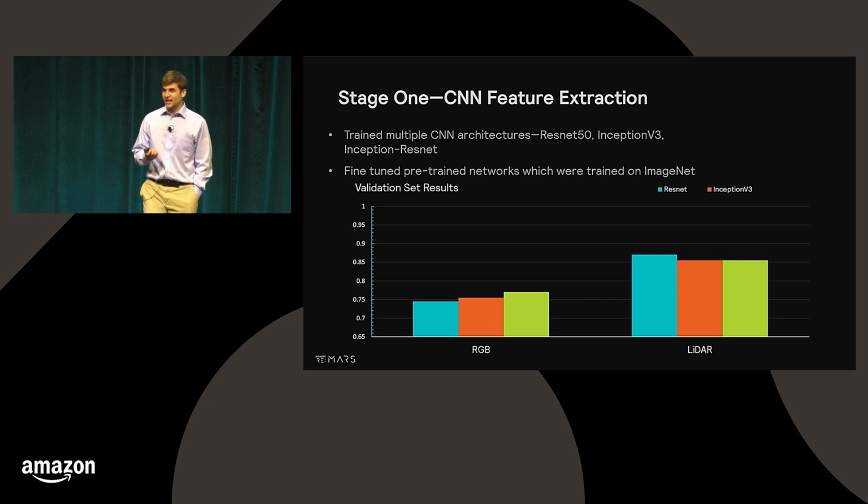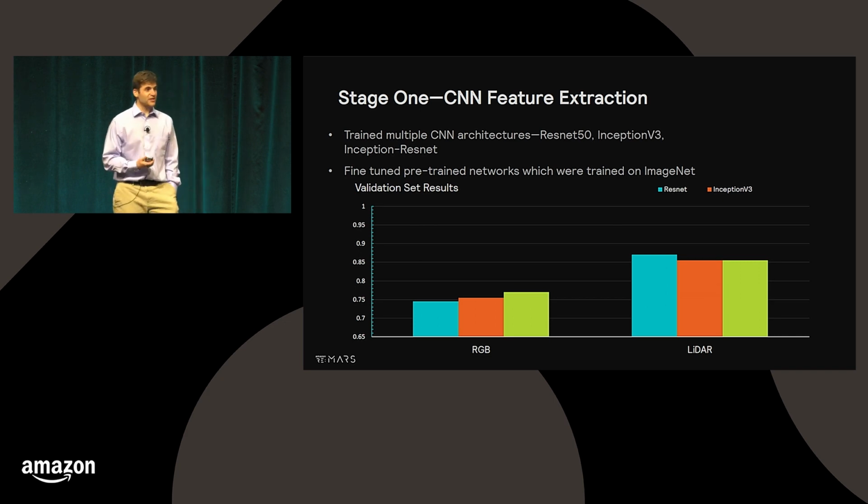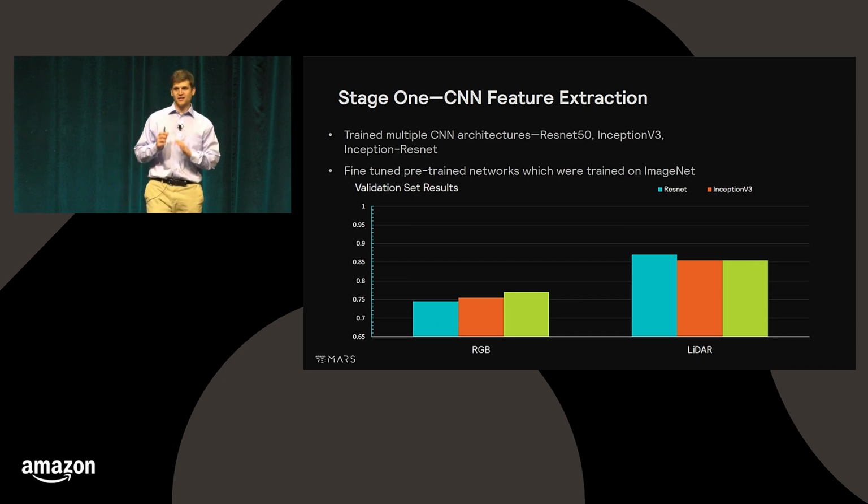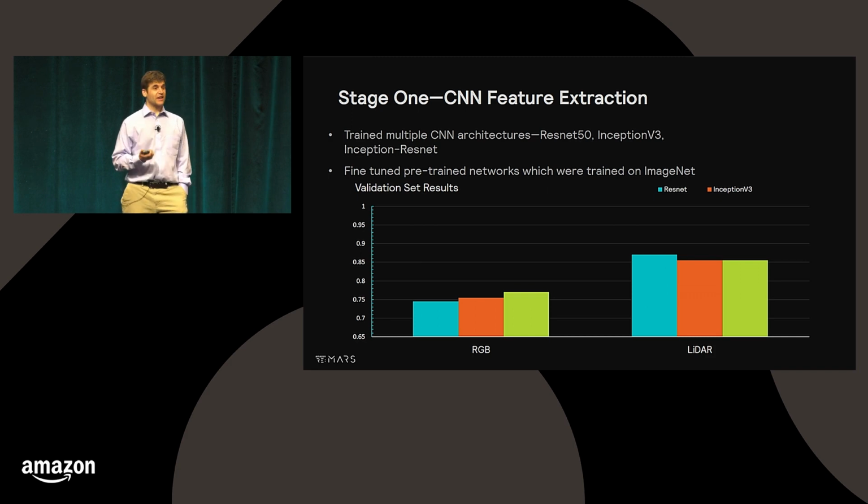For RGB satellite images, the one that performed best was actually the largest network, Inception ResNet. It did the very best at extracting the most important features that could be used for classification. What was interesting is that on the lidar image, the simplest one, just a grayscale image, the one that did best was ResNet, the smallest and simplest of the networks.